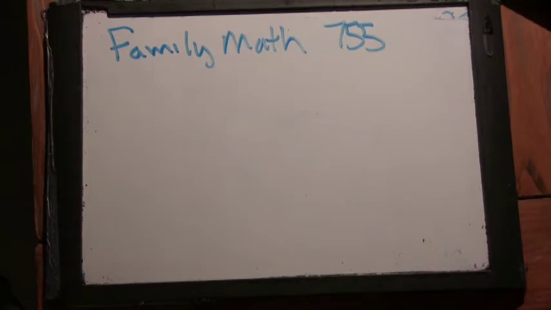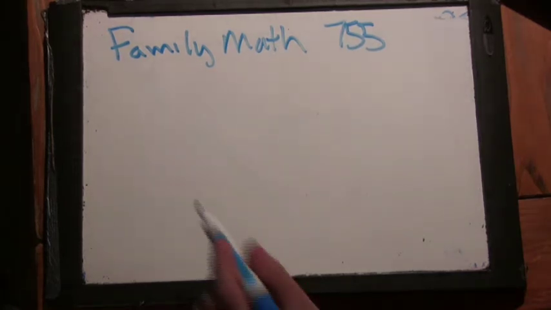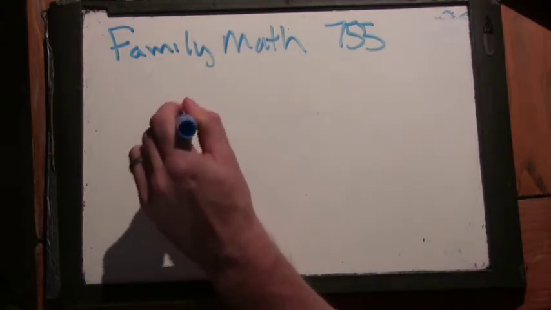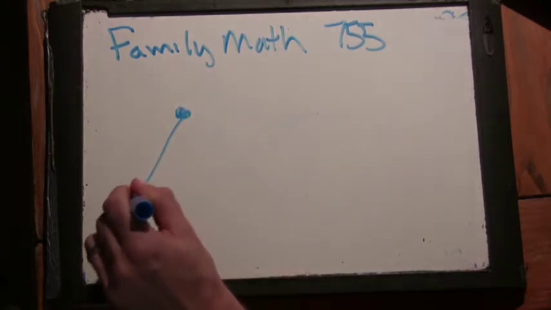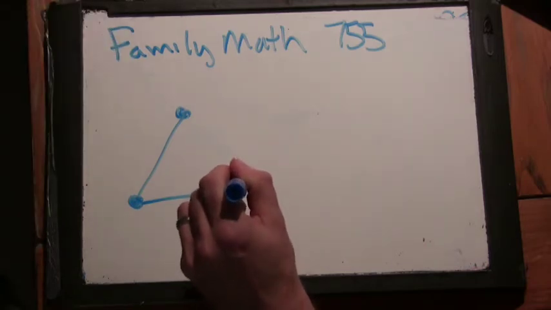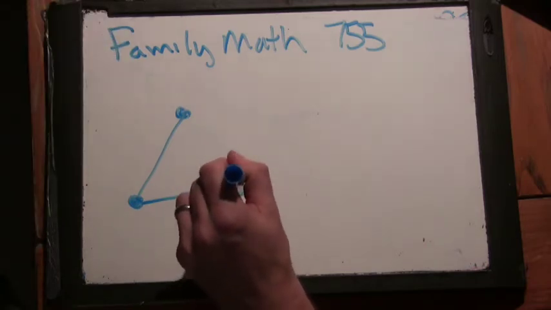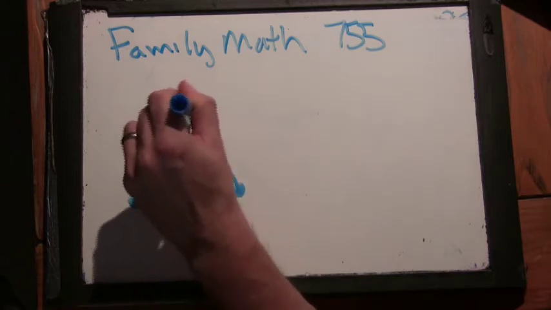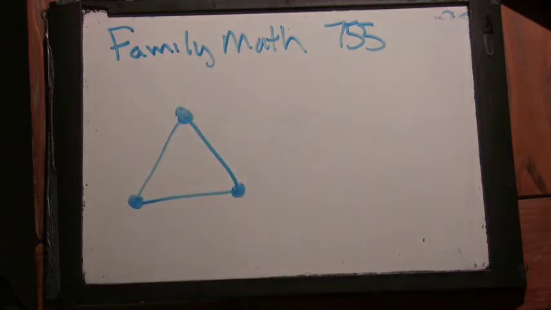FamilyMath755. So today we're going to study a very interesting problem called the graph isomorphism problem. And the first thing I need to do is explain to you what I mean by a graph in this context. So a graph that we're going to talk about here is not a graph of a function like you might be learning about in school, but just a collection of points and lines that are connected.